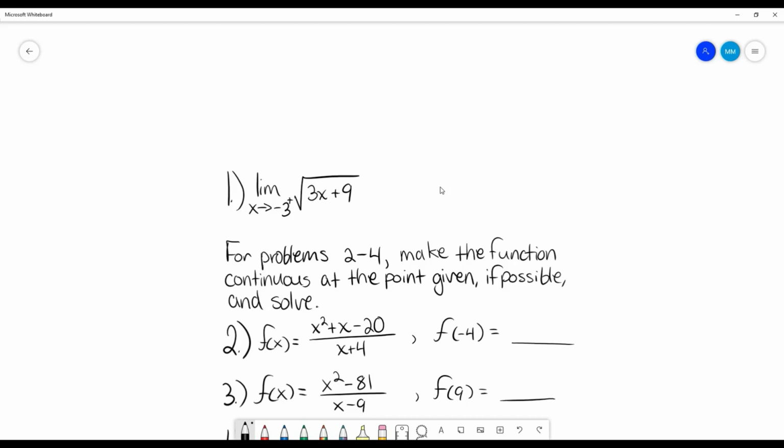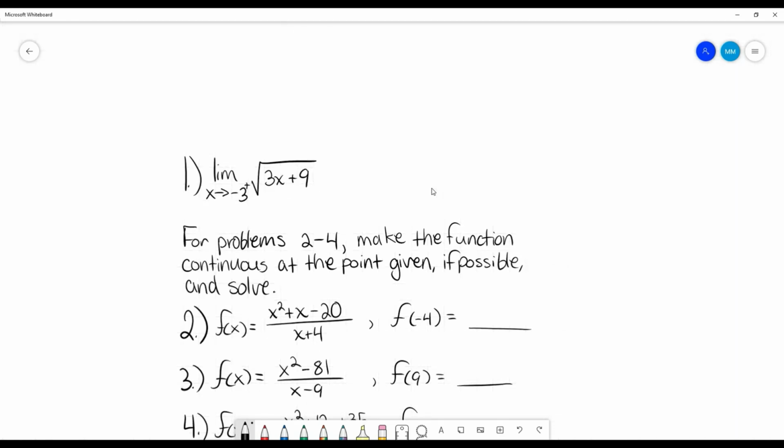And we want to find the limit of this function as x approaches -3 from the right side. Remember, this plus sign right here tells us that we're approaching from the right. So that means that we're only going to be needing to look at values that are greater than -3, which would be values like -2, -1, and 0.